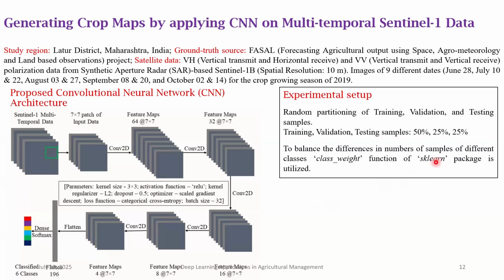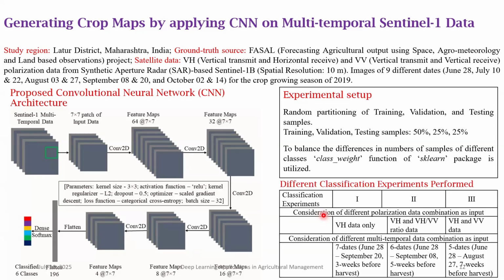So to balance the difference in number of samples for different classes, we use what we call the class weight approach, which is available in the sklearn package in Python. So we try to use that to overcome the difficulty. Now, the kind of experiment that we did is that we try to use VH polarization data or VV polarization data, or both of them using their ratios.